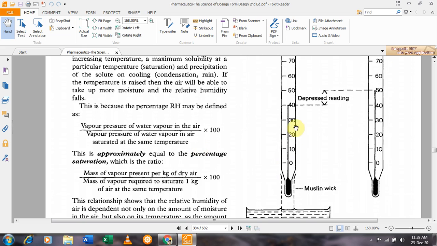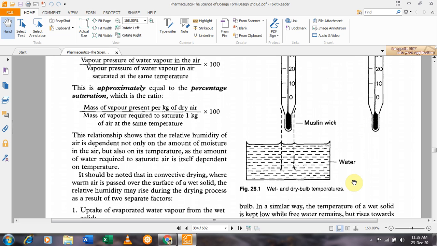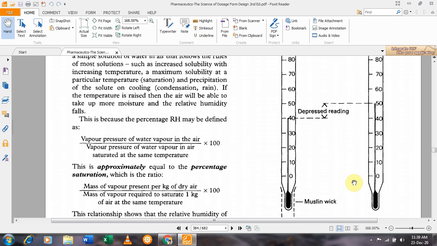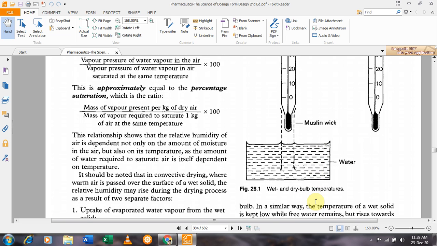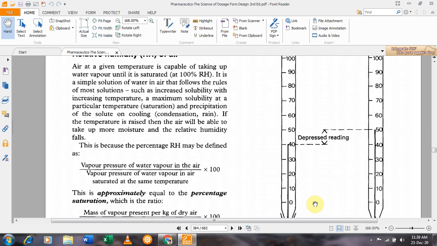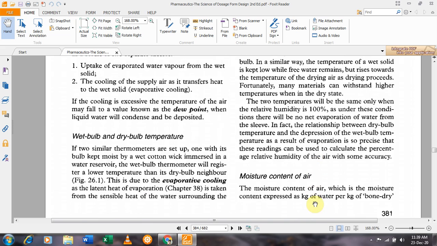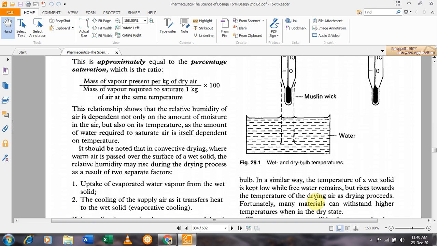We noted that it is 40 degrees centigrade for the dry bulb, and for the second one, without moistening and without the muslin wick soaking in the water reservoir, the temperature of that particular wet one will be lower compared to the dry bulb. That is the wet bulb one kept in the water reservoir. This is due to the evaporative cooling, as the latent heat of evaporation is taken up from the sensible heat of water surrounding the bulb.